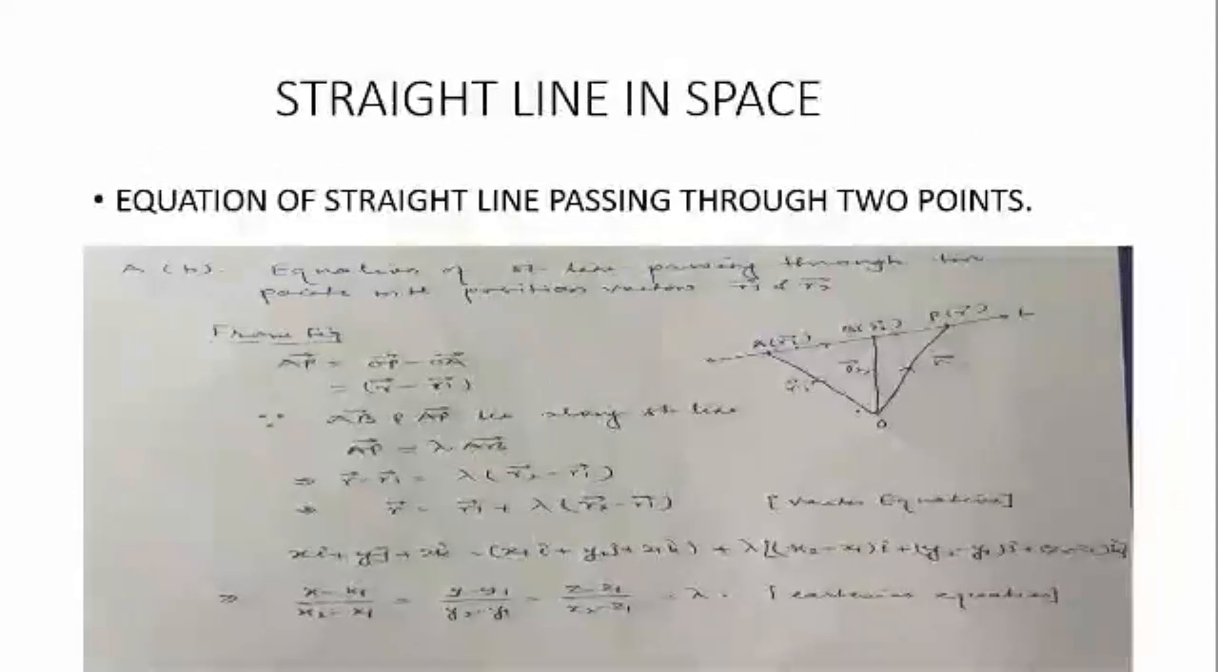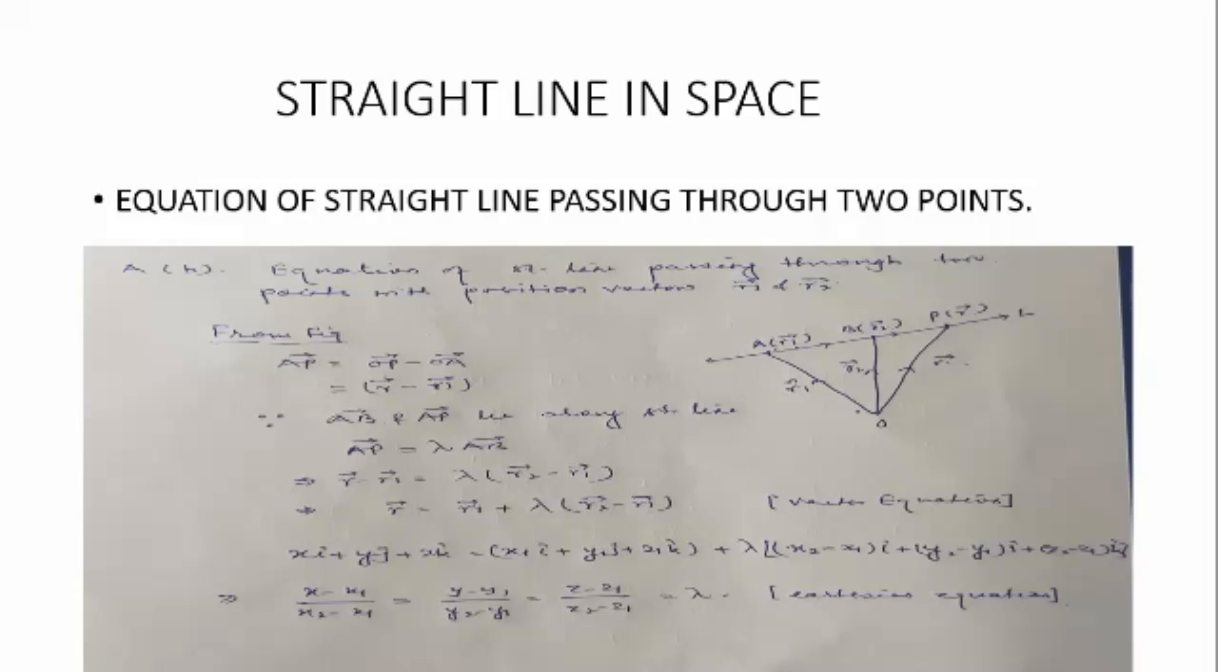Look here, the second equation: a straight line passing through 2 points with position vectors r1 and r2. What are we looking at here? The points A and B with position vectors r1 and r2 are taken, and I considered an arbitrary point P with position vector r on this line. So the points A, B and P, these 3 points lie on the straight line, so AP and BP are collinear. First of all, we have to determine the vector AP, which is the position vector of head minus position vector of tail, so r minus r1.